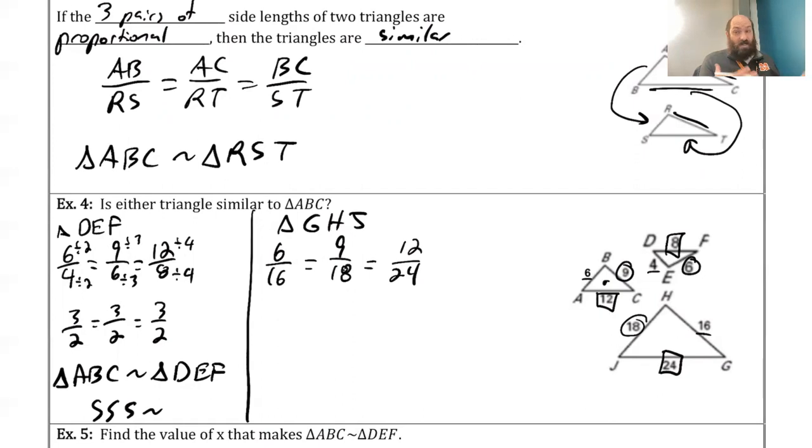You see it quickly enough, it's not, because 9 and 18 is 1/2, 12 and 24 is 1/2, 6 and 16 is not 1/2. That would have to be 8 and 16. So instead I could divide by 2 and I get 3 and 8. So they're close, but that is not the same proportion as the rest. So these are not similar here.